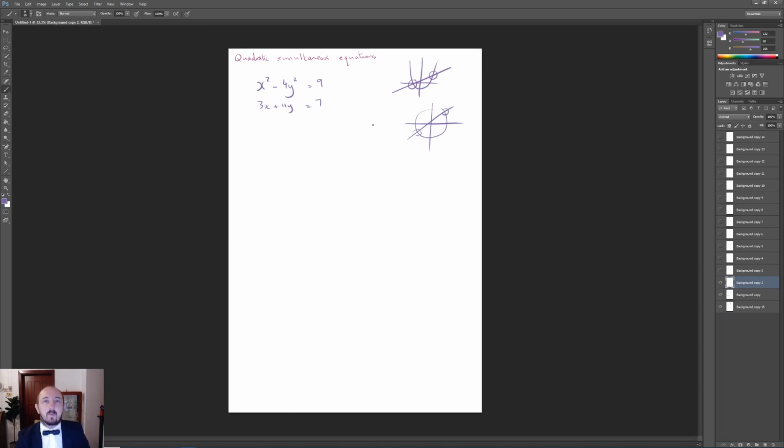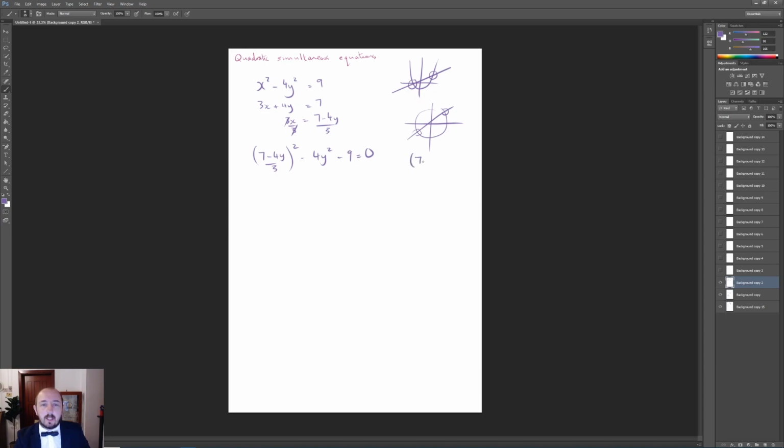So how do we do that? Well, we rearrange the linear equation to find x or y, and then we substitute that into this quadratic equation. So in this case, I'm going to substitute for x. So I will do 3x equals 7 minus 4y, and then divide both sides by 3 to get my x value. Once I have that, I can now substitute that into x squared. So I've got (7 minus 4y over 3) squared minus 4y squared, and I'm going to minus 9 equals 0, so that I can start to form a quadratic equation with y.